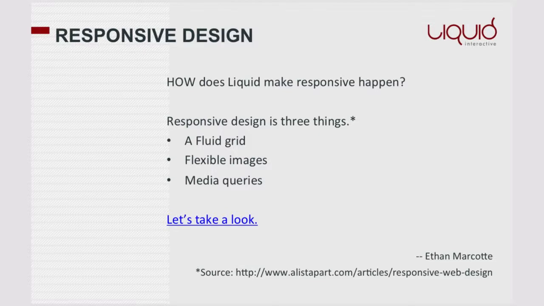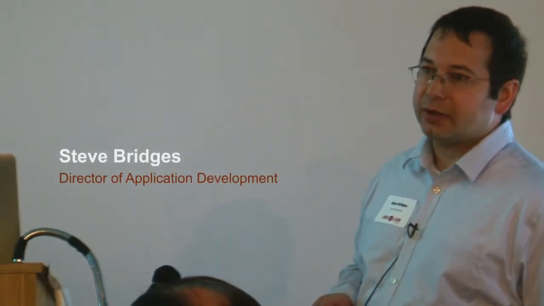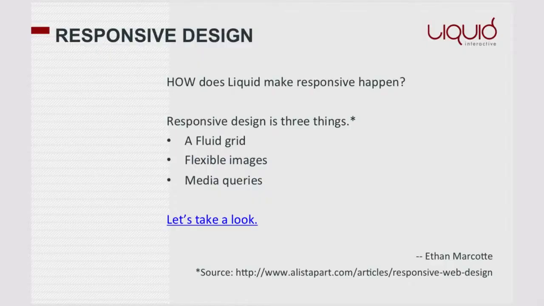The execution of responsive design really consists of three main technical ingredients: fluid grid, flexible images, and media queries. These three ingredients were first outlined by a gentleman named Ethan Marcotte from A List Apart. It's a well-known blog site. I think the best way to take a look at this is to actually view it on an actual website. So we have a demo site.